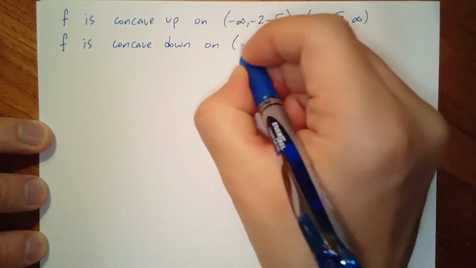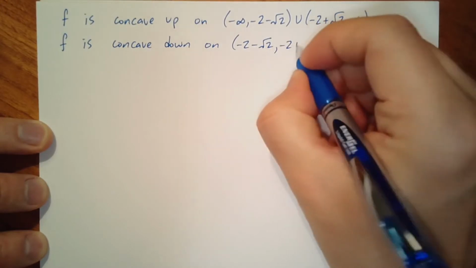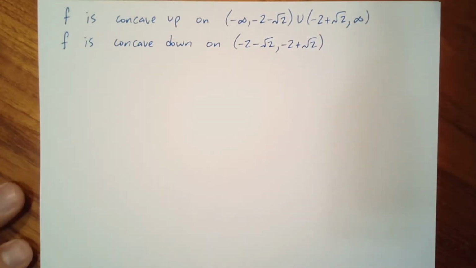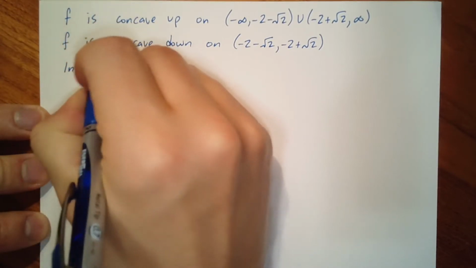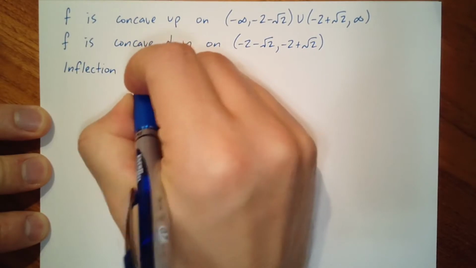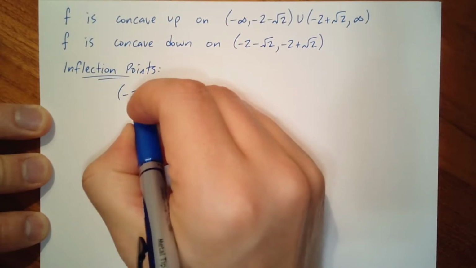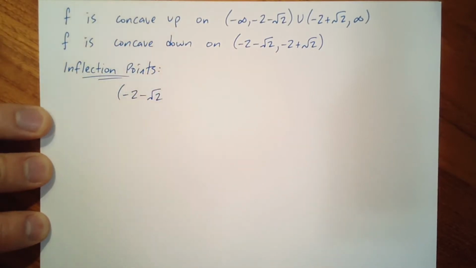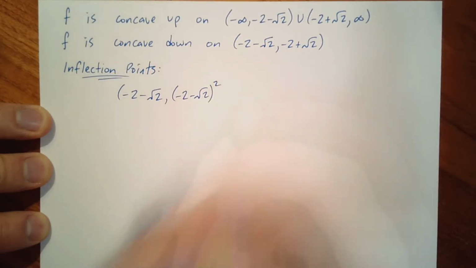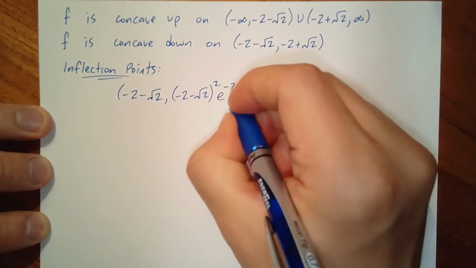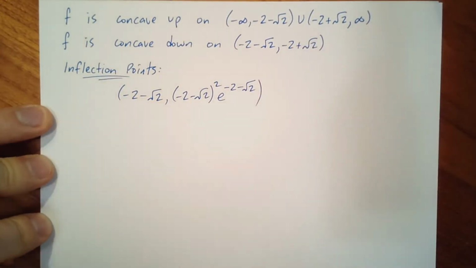So on the interval that goes from negative 2 minus root 2 to negative 2 plus root 2. And then we have two inflection points, which were a bit nasty to write down, but we got them. So what were they? Well, the first one had an x-coordinate of negative 2 minus root 2, and then the y-coordinate was negative 2 minus root 2 squared times e to the negative 2 minus root 2. So that was one of them.